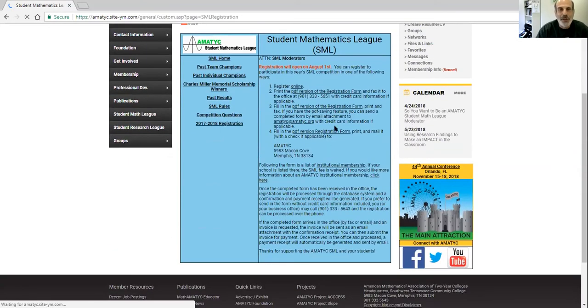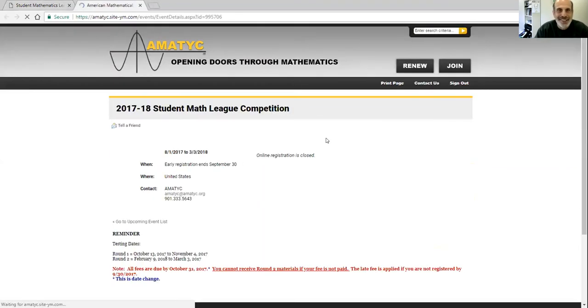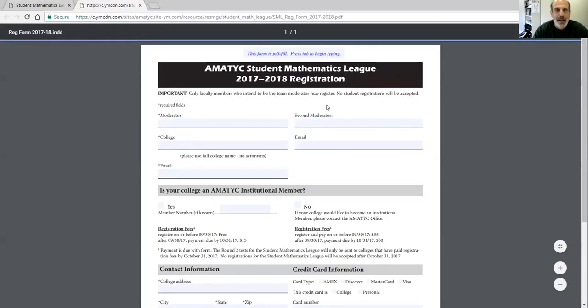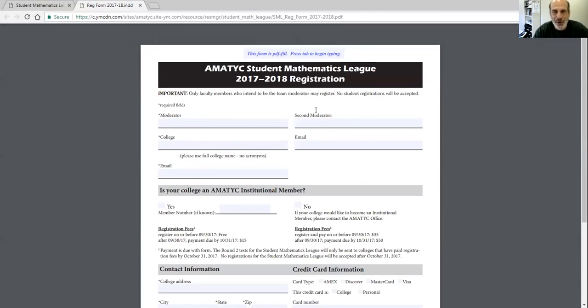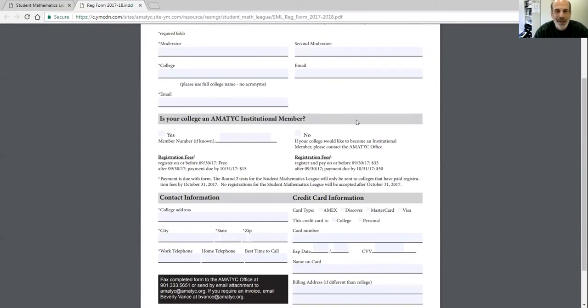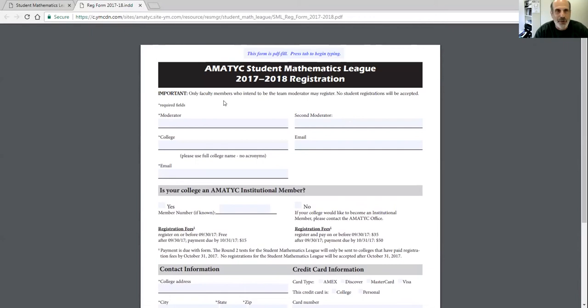And so I would expect you'd want to do it online. That's certainly the easiest way. If I click on that, I don't think I'll be able to do that today. It says that the Student Math League online registration is closed. So I can't do that one. But I can show you the form. It's the PDF version of it. And so if you wanted to do it this way, fill it out and fax it or mail it in, you have that option as well. You can see it's not a very long form. That's the registration form.